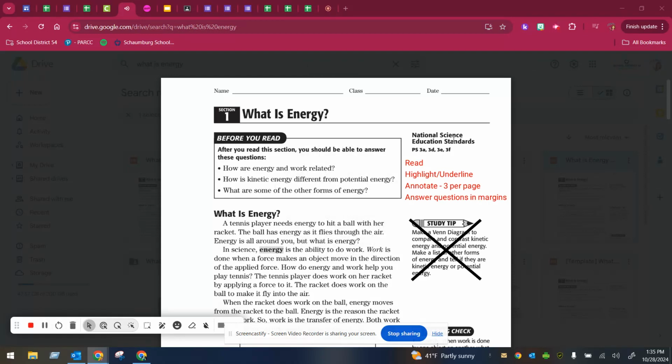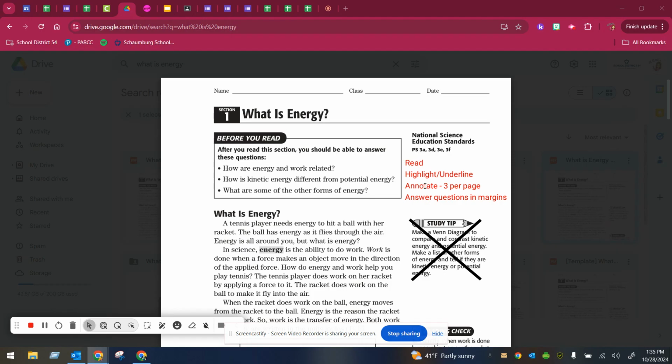All right, you guys. So for this reading, you can see the directions written over here in red. You are going to read the assignment. You are responsible for highlighting or underlining throughout the article any main ideas, key vocabulary. You are to annotate 3 times per page.